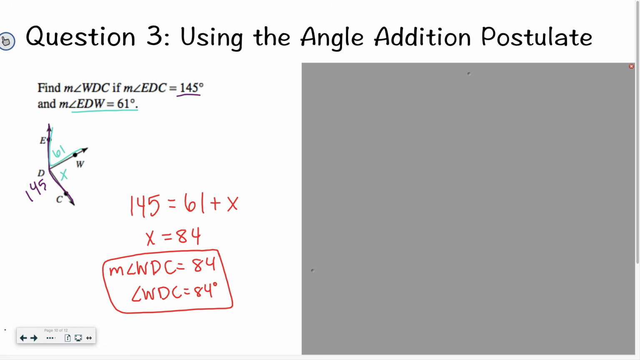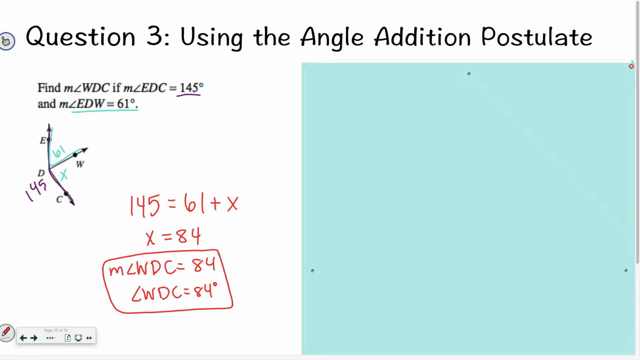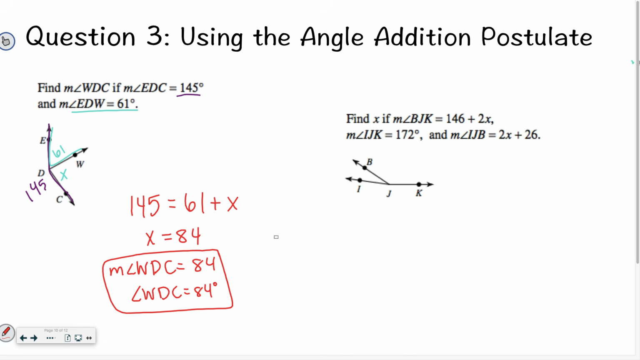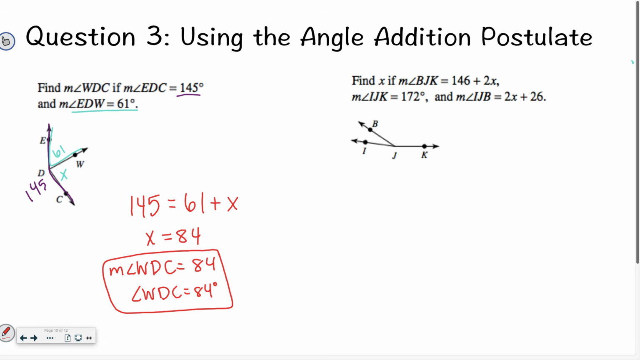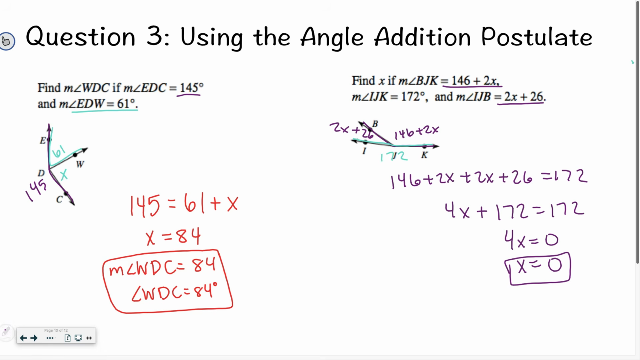Hopefully for this first one, you ended up at 84 degrees for the angle of WDC. If not, please be sure to reach out for some help. And go ahead and try this second one on your own. Good luck. Hopefully for this second one, you ended up at x equals 0. If you have any questions, please be sure to reach out for some help.